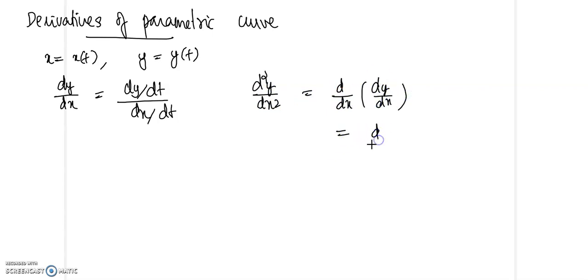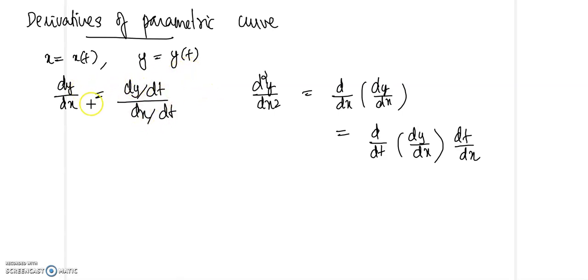So that is, by chain rule you can write it as d by dt of dy by dx into dt by dx. So that is how we evaluate the first and second derivatives of the parametric curve without eliminating the parameters. So we are getting the value of the derivatives in terms of t. So we do not need to find the Cartesian equation.